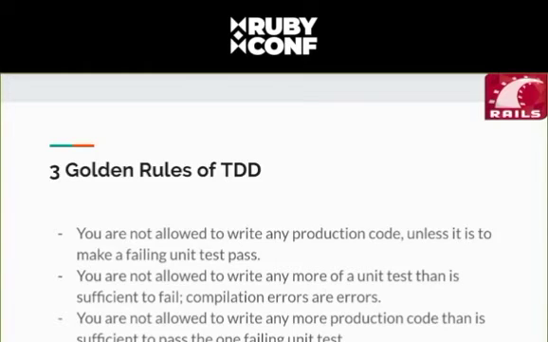So the third thing is you're not allowed to write any more production code than is sufficient to pass the one failing unit test. So we will only write code in test-driven development. A developer would only write code to pass the failing test. There is no other purpose of writing code. So that means to write any piece of code, you need to have a failing test first that it will pass.